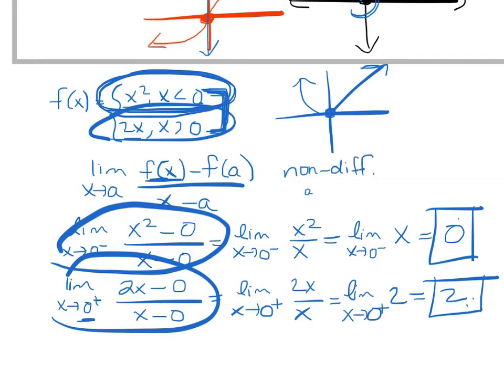Okay, I'm going to abbreviate, at x equals 0, and that's because of a cusp. And so we can see one example of non-differentiability.